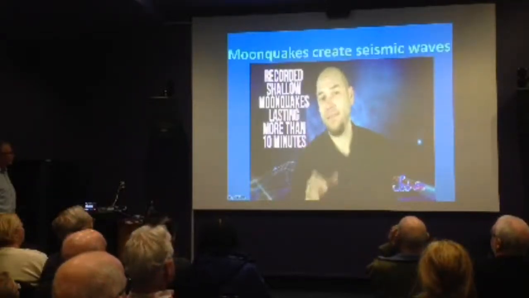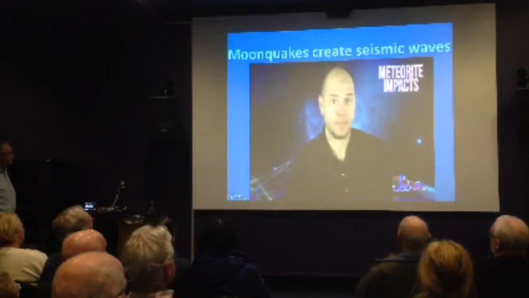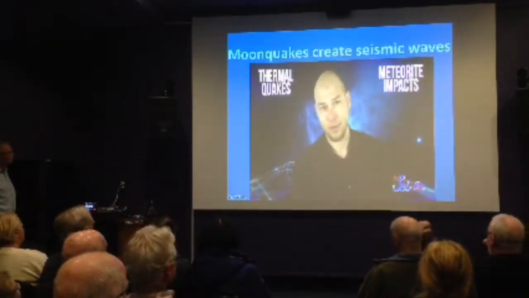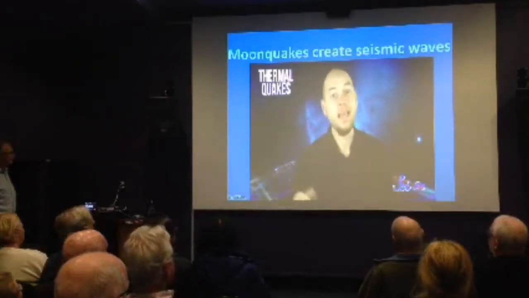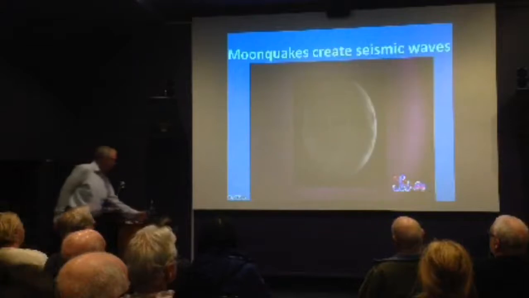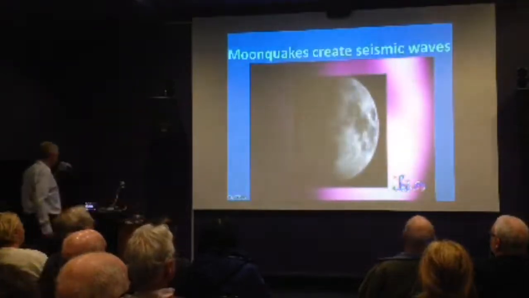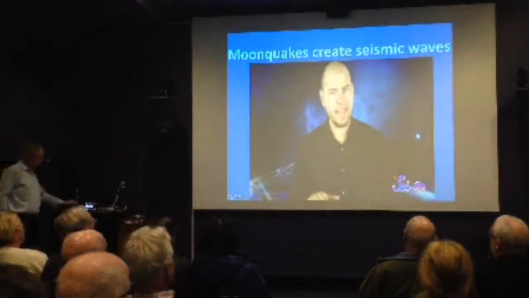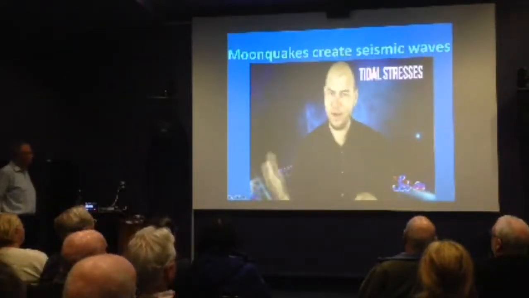Some of these are likely vibrations caused by meteorite impacts. Others are probably thermal quakes, caused by the difference in temperature between the lunar day and night, each of which lasts about 2 weeks. When sunlight first strikes the moon's surface, the expansion of that frozen crust can cause seismic activity. But the most common moonquakes appear to be related to the tidal stresses between the Earth and the moon.